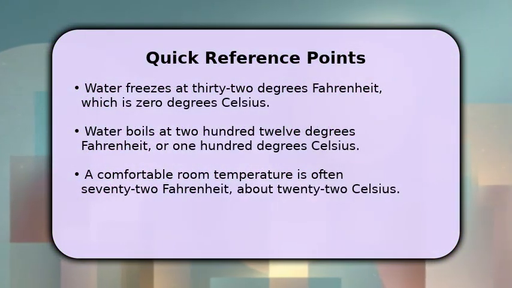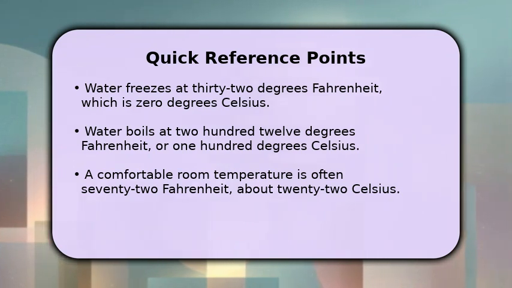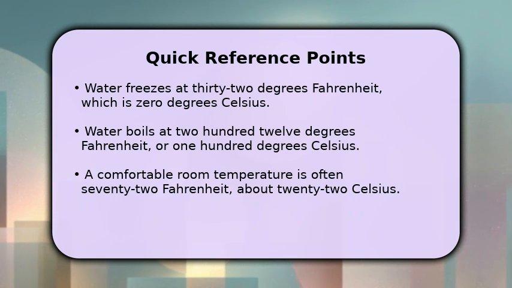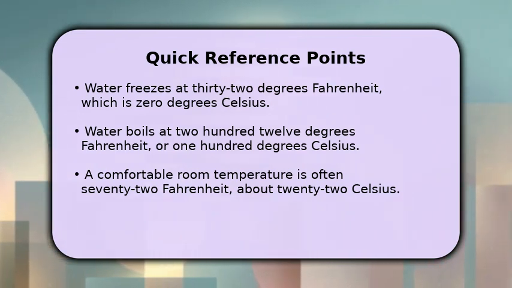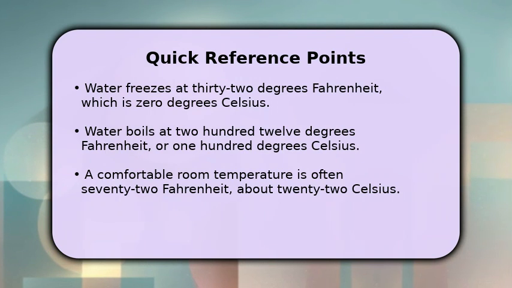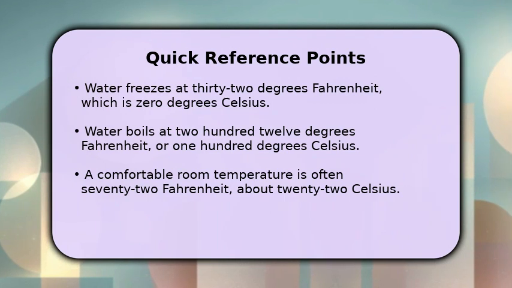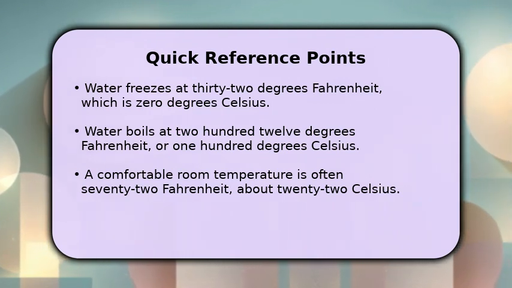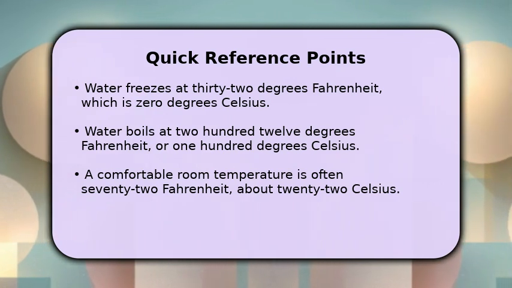To help you quickly estimate, remember some key reference points. Water freezes at 32 degrees Fahrenheit, which is exactly 0 degrees Celsius. For boiling, 212 degrees Fahrenheit equals 100 degrees Celsius. A comfortable room temperature, often around 72 degrees Fahrenheit, translates to approximately 22 degrees Celsius. These benchmarks can provide a helpful mental shortcut when you need a quick conversion without a calculator. Keep practicing, and it will become second nature.